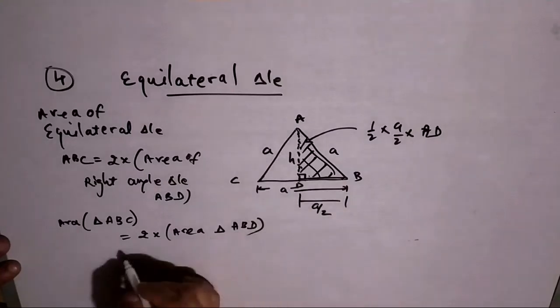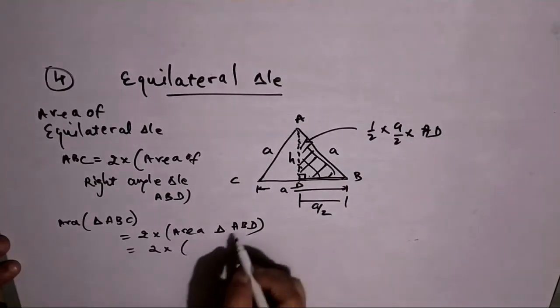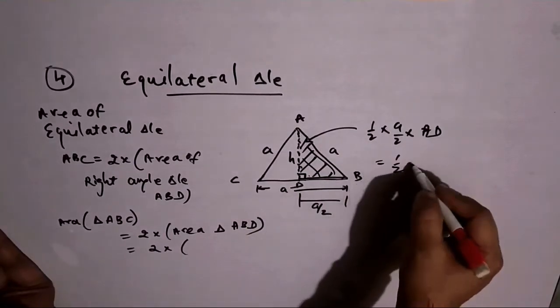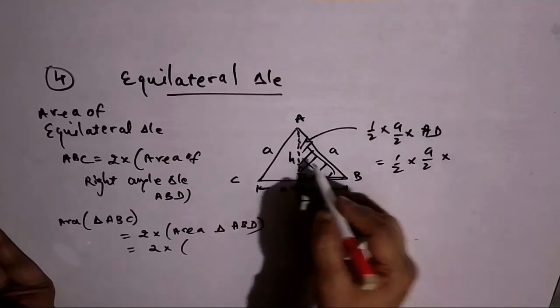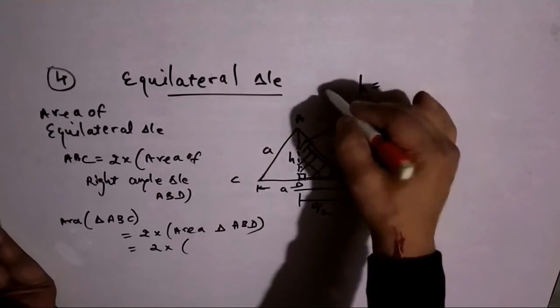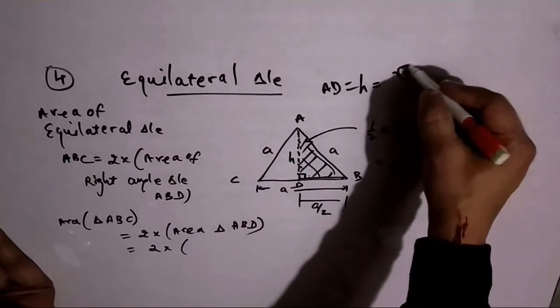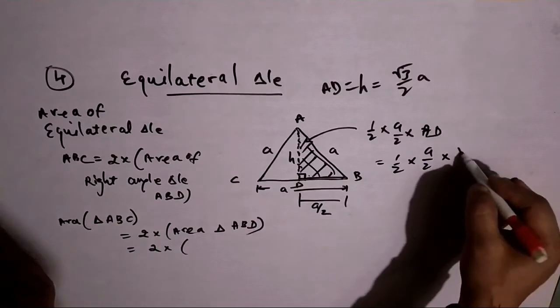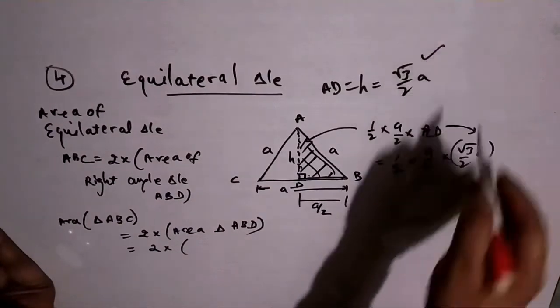Okay, so the area of ABC would be twice the area of ABD. ABD's area is this much: 1 by 2, base is a by 2, and AD is basically h. We already calculated h just now, that will be root 3 by 2 of a. So you can write root 3 by 2 of a in place of AD from here.